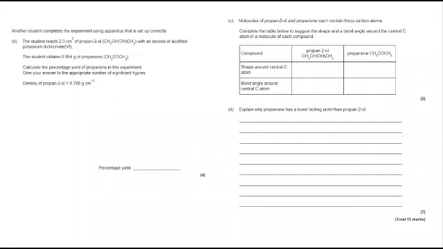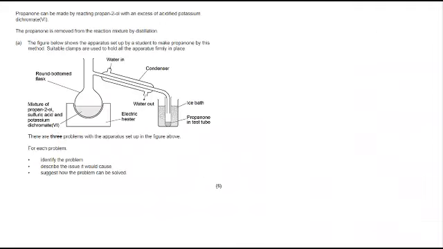And finishing off with parts B and C. Okay, so let's take a look at what we need to do here. We've got propanone being made by reacting propan-2-ol with an excess of acidified K2Cr2O7. The propanone is then removed from the reaction mixture by distillation.